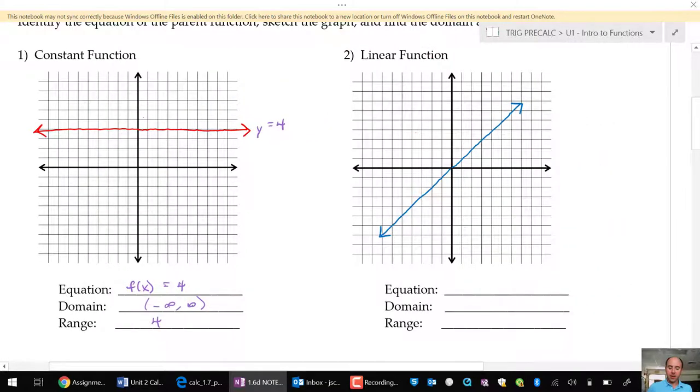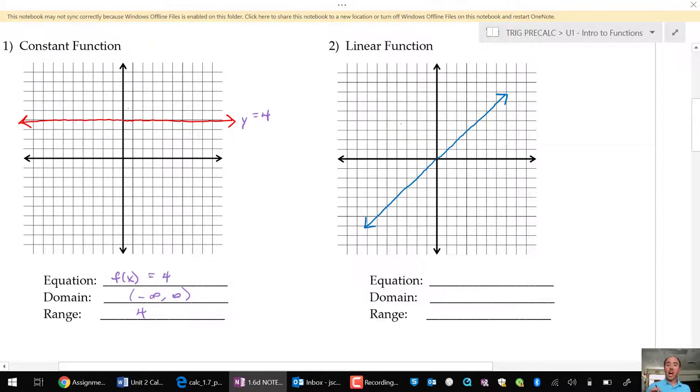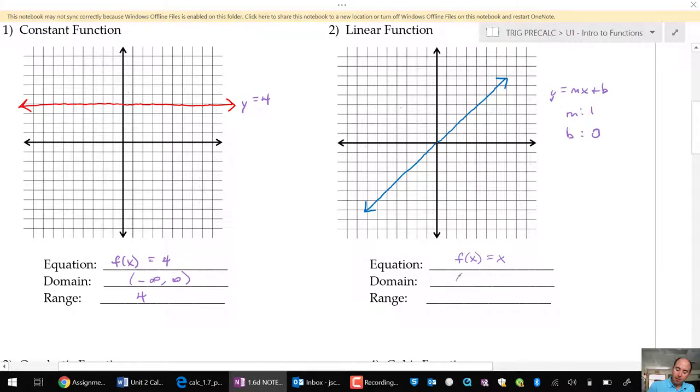Now, the linear function here is not constant, it's actually increasing. So the equation here would be y equals x, or f of x equals x. Think of y equals mx plus b. In this specific example of the picture, we have the m slope is 1, and the y-intercept b value is 0. So y equals x would be that equation. Its domain and its range encompass all real numbers.